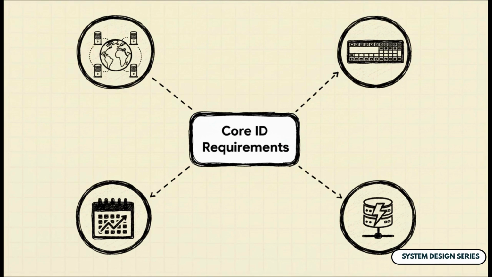Second, it needs to be a 64-bit number. Why? Because that's compact and incredibly fast for databases to work with. Third, and this is the secret sauce for performance, the IDs have to be roughly sortable by time. And finally, the system needs massive throughput. We're talking over 10,000 IDs per second on every single machine.